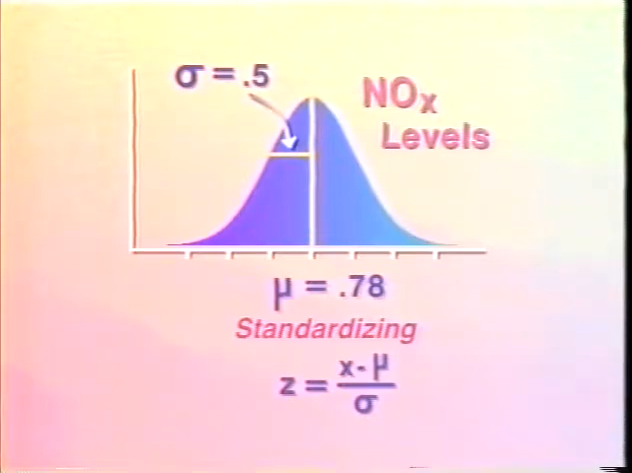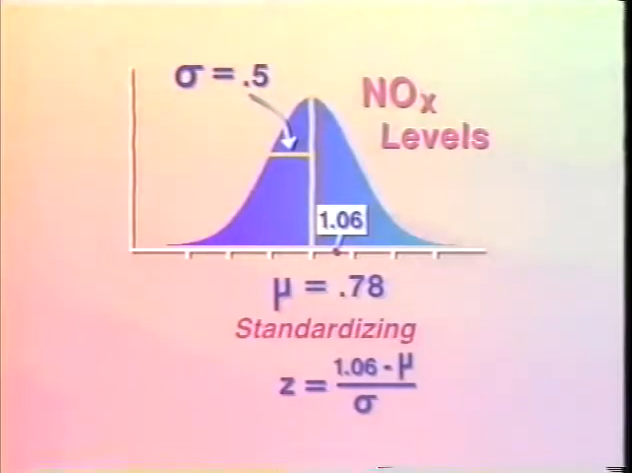Now let's use this recipe on our distribution of NOx levels. One particular engine emits 1.06 grams of NOx per mile. We can immediately see that this is higher than the mean. But how much higher? We can tell if we standardize the measurement. X is our measurement, so it's 1.06. Then we subtract the mean, 0.78, and divide by the standard deviation, 0.5. We get Z equals 0.56. This is the standardized measurement of the emission test, and it means the measurement is 0.56 standard deviations above the mean.